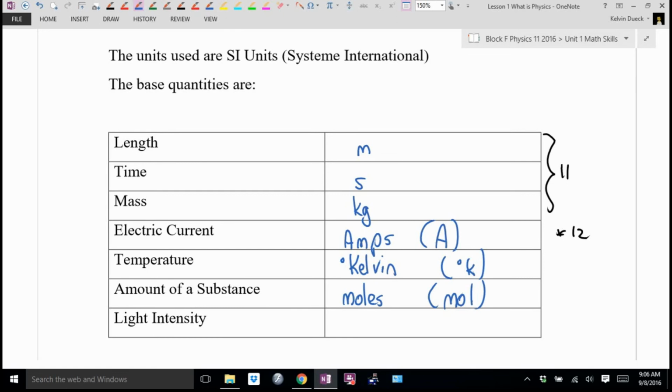Does anybody know what we measure light intensity in? Candles. And now you know exactly how big 1 candle is, don't you? Yeah, that big. Exactly what you're thinking of, 1 candle. It's actually candela. Okay, fair enough. Candelas. Symbol Ca.